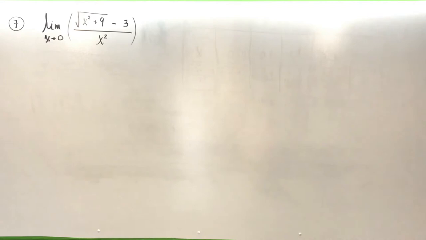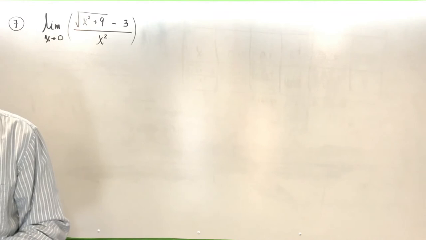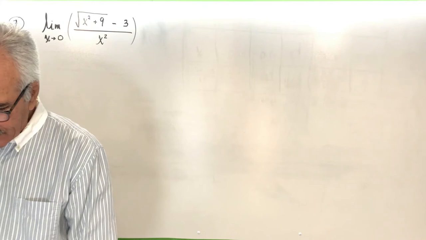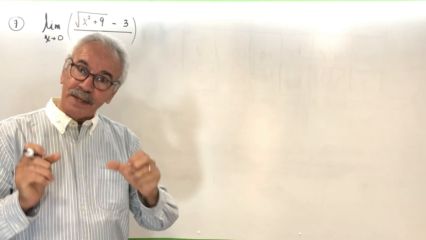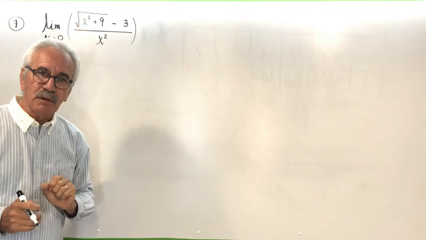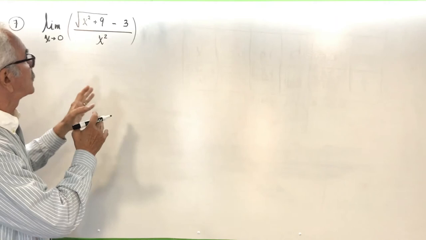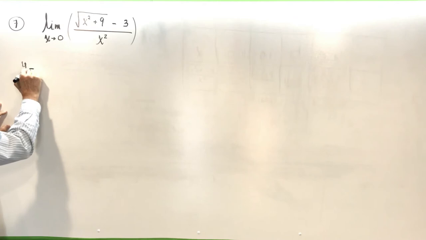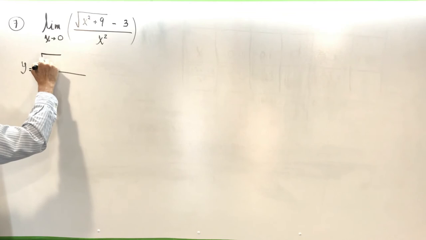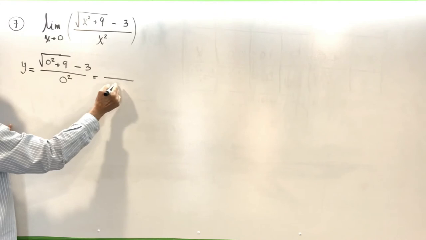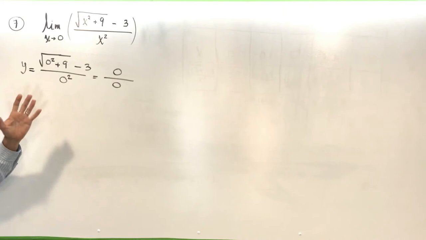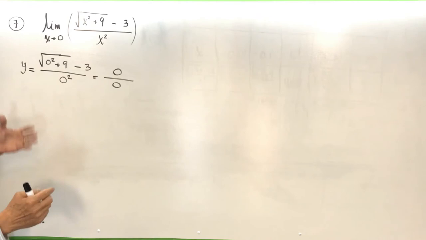Let's see example number 7. Estimate the value of the limit as x approaches 0. Now we have something a little different, more complicated. We cannot replace directly the values of x as we did before, because in this situation we have undefinition. Let's consider y at x equals 0: the square root of 0 squared plus 9 minus 3, divided by 0 squared. The denominator is 0, the square root of 9 is 3, minus 3 is 0, totally undefined.